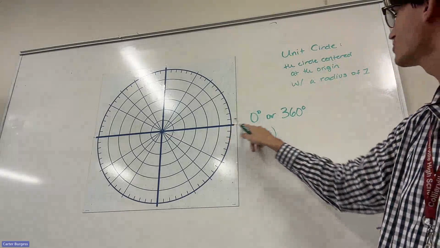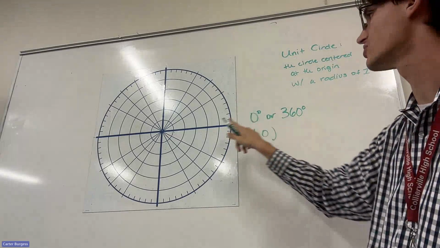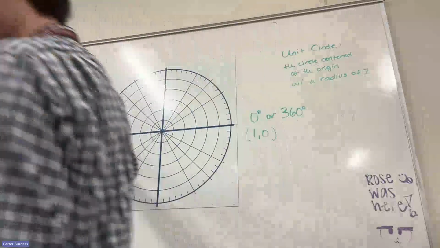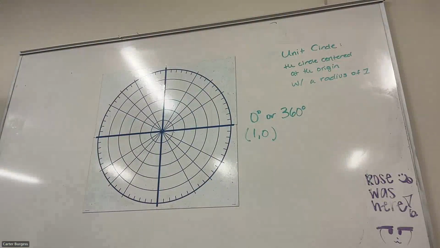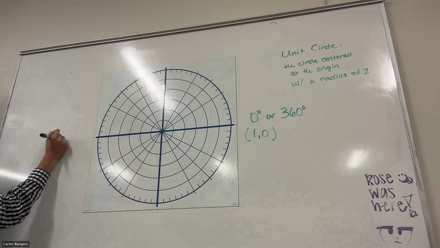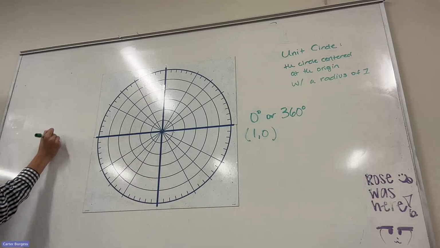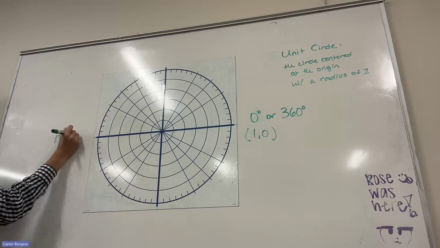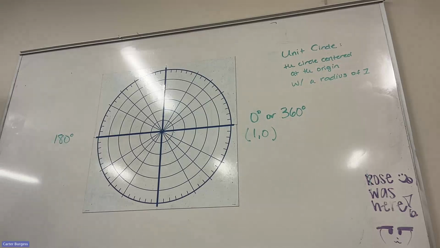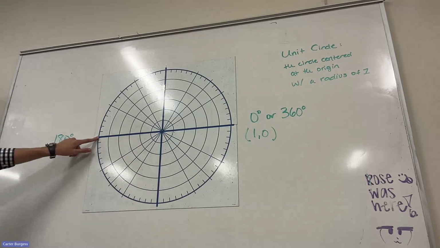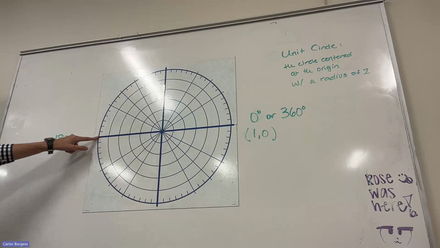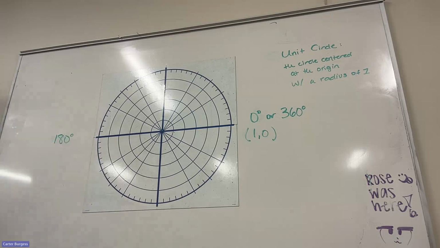Okay, so if a full rotation is 360 degrees, what would halfway around my circle represent? 180 degrees. Turning 180 is completely reversing directions. So that would be a 180 degree rotation. And what would the coordinate be on this side of my circle? Yeah, -1, 0.